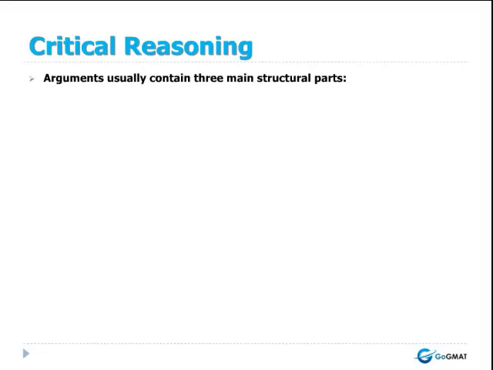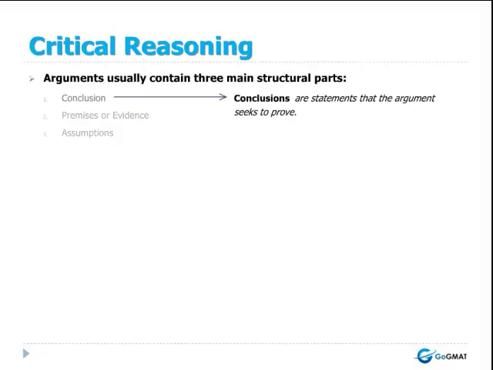Each argument usually contains three main structural parts: a conclusion, premises or evidence, and assumptions. Let's look at them one by one. Conclusions are statements that the argument seeks to prove. These are often located at the beginning or at the very end of the passage. In some questions, no conclusions are stated, and you are asked to provide them.